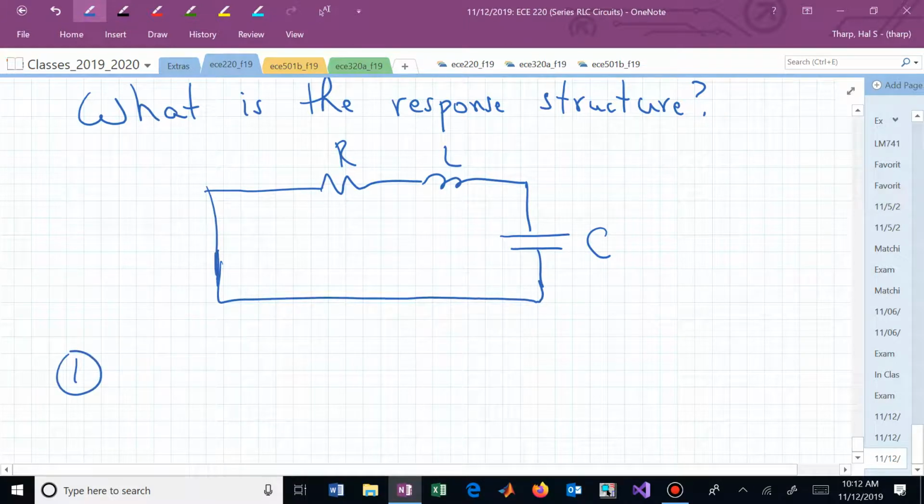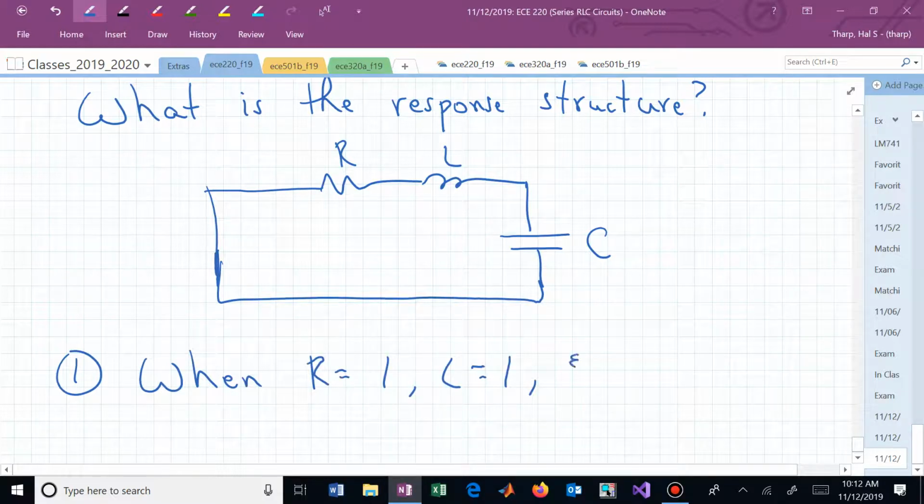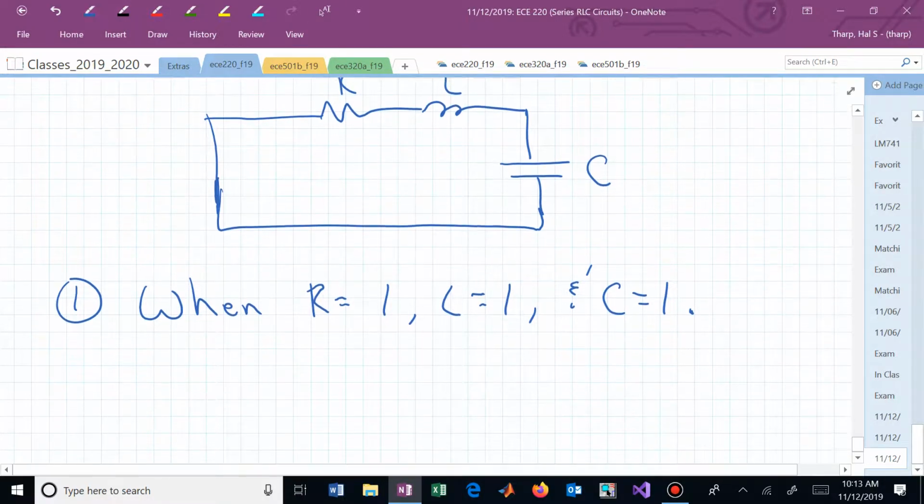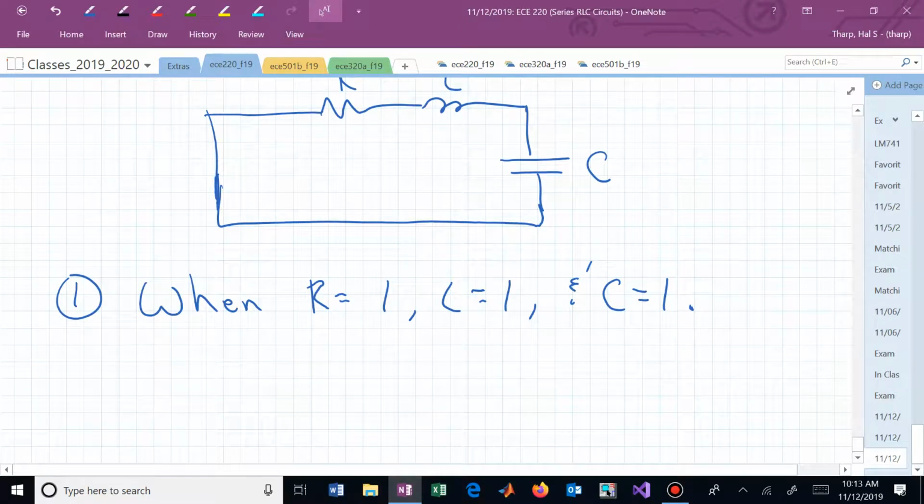Suppose we want to know what is the response structure when R is equal to 1, L is equal to 1, and C is equal to 1. I was numerically challenged today. I'm just sticking with ones. 1, 1, 1. What's alpha?